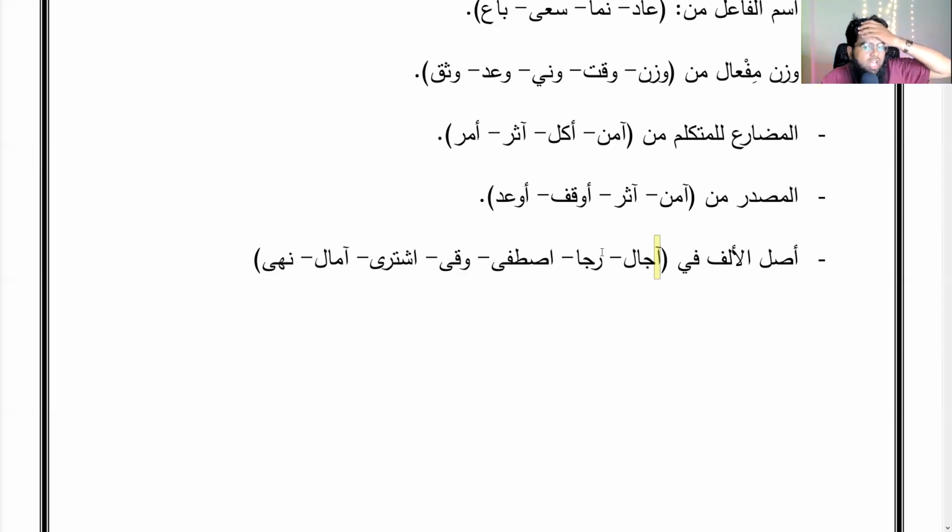Okay. Raja. Now, this is simple if you know the rule. The rule is for three letters. I'm not talking about thulathi, mujarrad, mazid, whatever. I'm talking about thalathatu huruf, only three letters. You see three letters. The last one is an alif? No, it's a waw. Khalas. It's from Raja yarju.